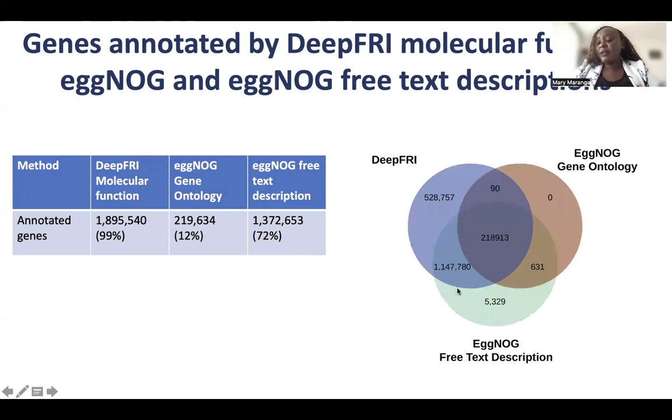Now looking into the comparison of the gene sets annotated by DeepFRI and EGGNOG, this Venn diagram shows these comparisons of genes annotated by DeepFRI, EGGNOG gene ontology, and EGGNOG free text. We see approximately 1.3 million genes that are shared between EGGNOG free text and DeepFRI, and around 219,000 genes that are shared between DeepFRI and EGGNOG gene ontology. So by using both methods, we're able to increase the annotation coverage of the metagenome assembled genes.